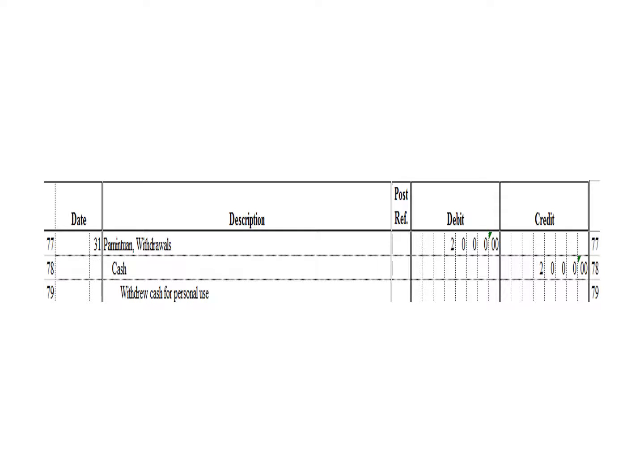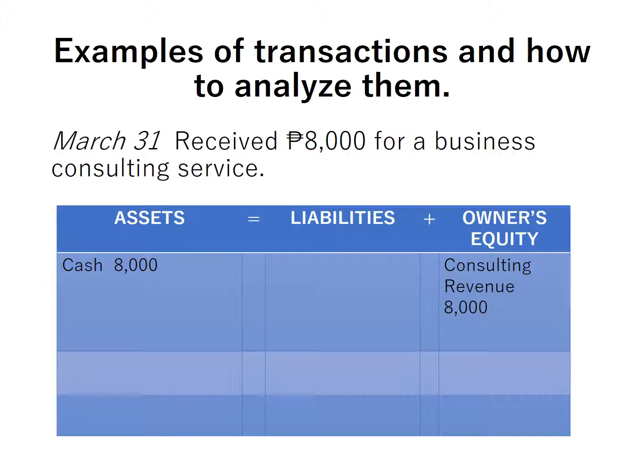We debit Pamintuan withdrawals for 2,000 pesos. We debit Pamintuan withdrawals because this account increased. The account increased because the owner withdrew money from the business. How do we increase the withdrawal account? We debit it. Pamintuan withdrawals, debit 2,000 pesos. Credit cash, 2,000 pesos. Description, withdrew cash for personal use.